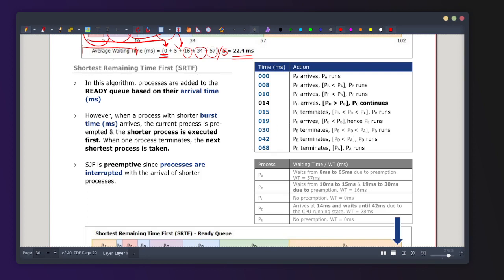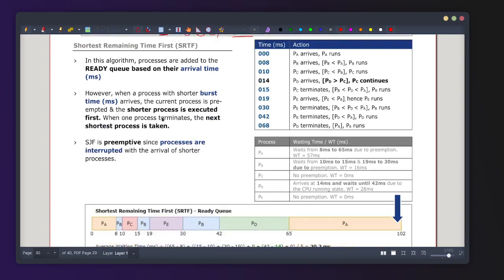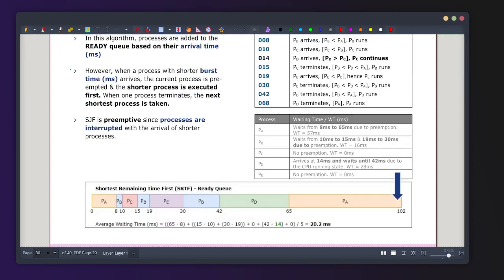We know that the shortest remaining time first algorithm's job is to take whatever arrives first, but if a shorter one comes along, meaning a process that takes less time to execute, it will preempt the current process and tell it to go back to the ready queue and wait until that shorter process finishes executing. So let's read this to understand it a little better. Of course, let's start from the top because that's easier.